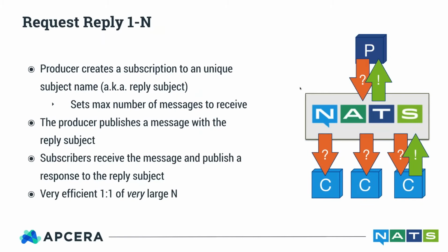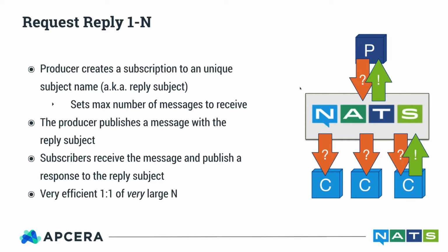Next we have request reply. And here we're going to start using that reply subject that I talked about a little bit earlier. In this case, the publisher creates a subscription. This happens internally. Typically, the APIs handle this for you, right? But what the publisher does is create a subscription to a unique subject name that is only going to be used for the particular interaction that is going to occur, right? He also sets the maximum number of messages that he's interested in receiving. And then he publishes a message, given the reply subject that he selected and made the subscription on.